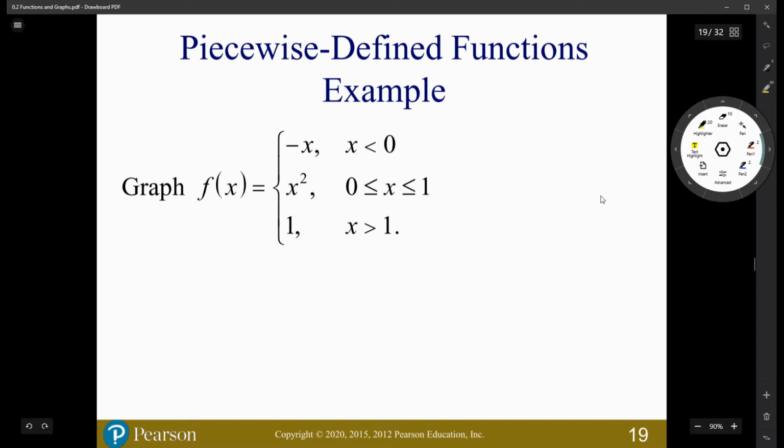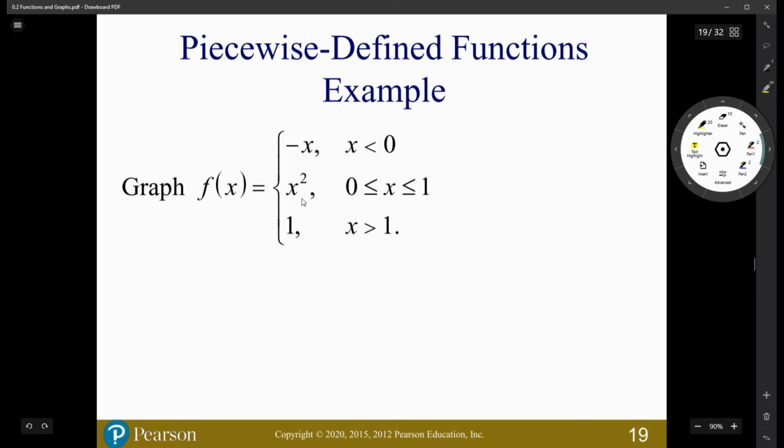So a piecewise function looks something like this. It's a function that has not one rule, but multiple rules, and each of those rules are applied to a certain interval. For instance, this one, f of x is equal to the rule negative x for all x's that are less than 0, so that's on the left side of the coordinate grid.